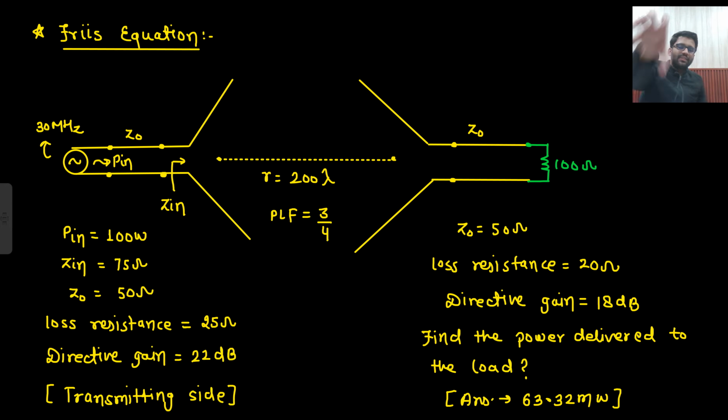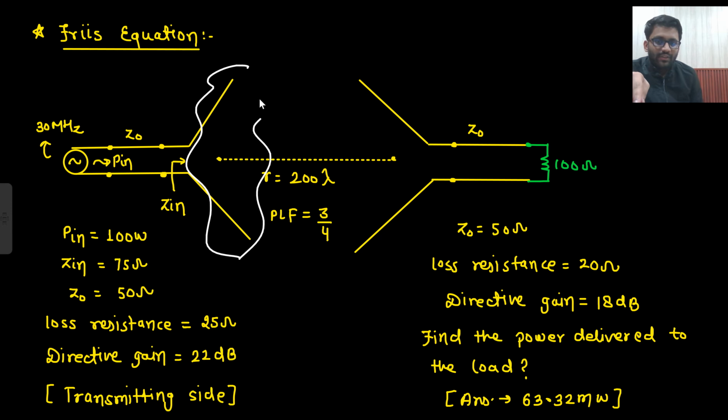Let's solve this question. This is known as the Friis equation. But rather than writing the formula, we will see the concept, because the formula will not be asked anywhere. We need to know the concept. So the concept is that from here P in power is going. This transmission line has characteristic impedance Z naught.